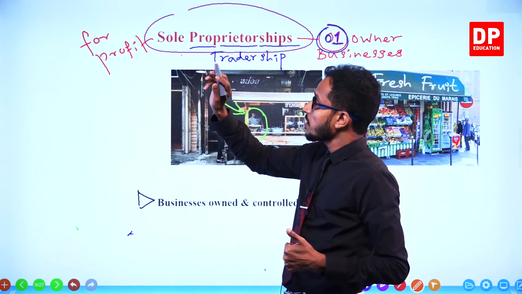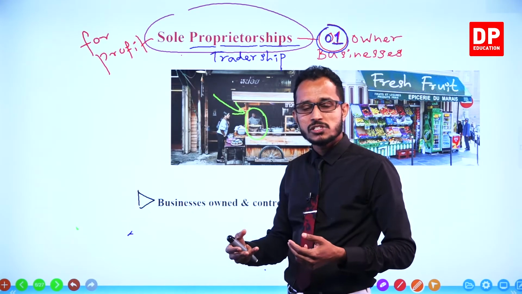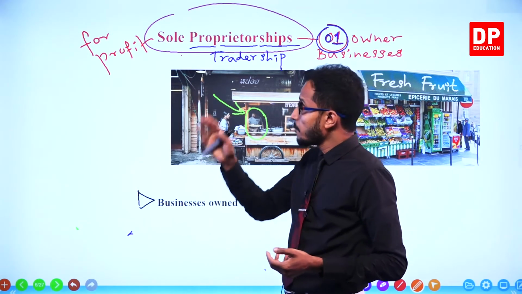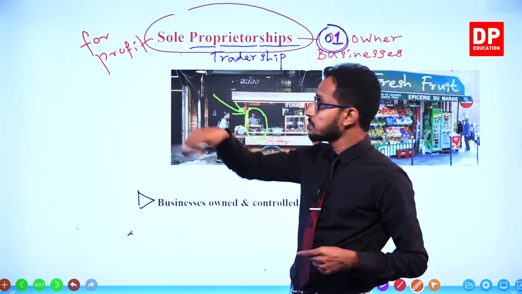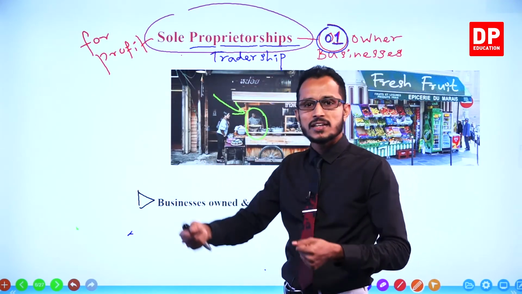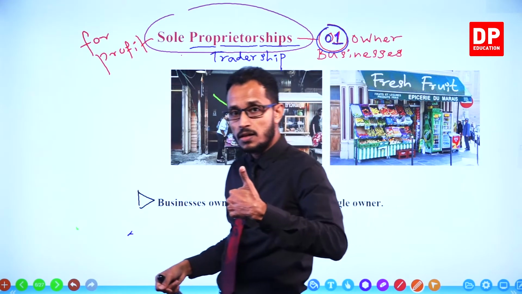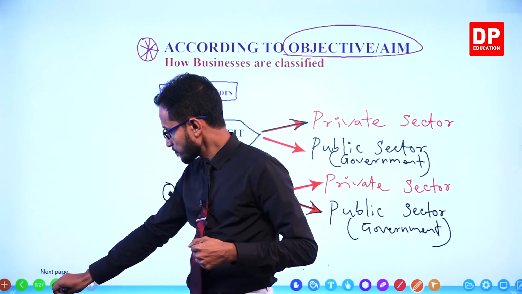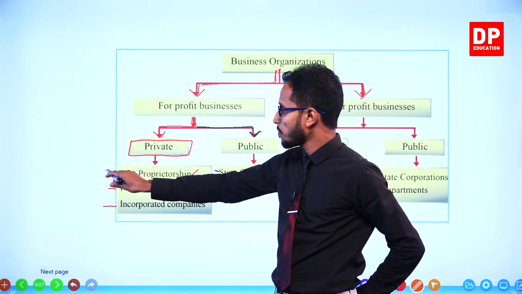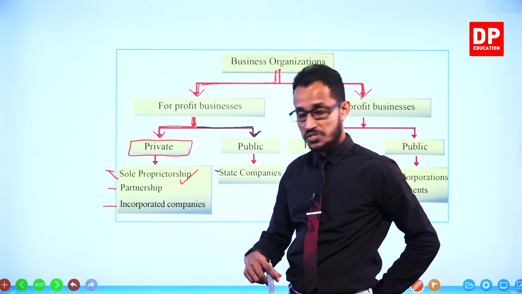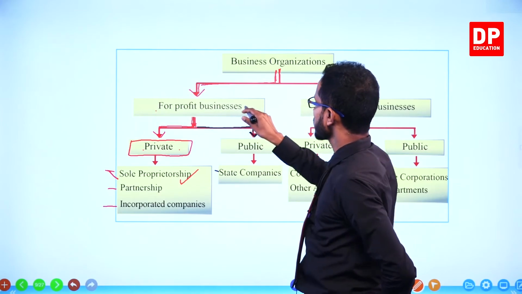Okay, so people trying to earn something, trying to earn a few bucks by doing a small business. One owner businesses, sole proprietorship businesses, they are always targeting profit. Okay, that's what we have. That's why we have sole proprietorship businesses under private sector for profit.